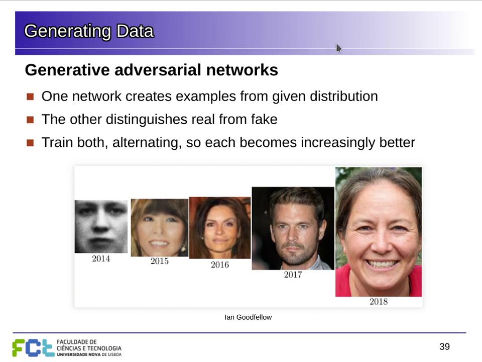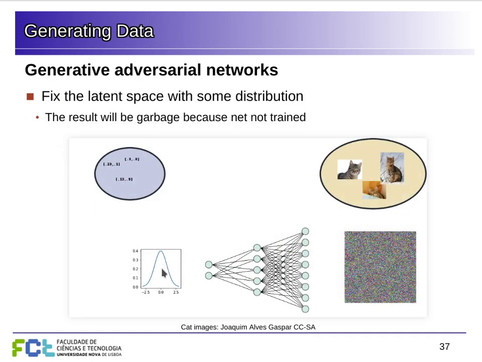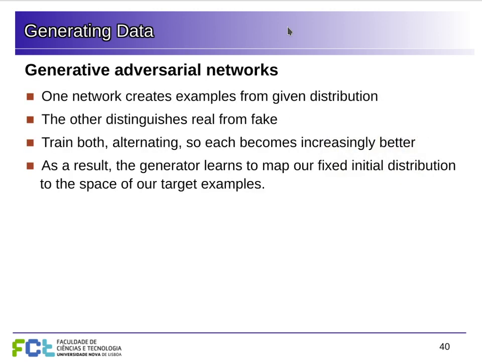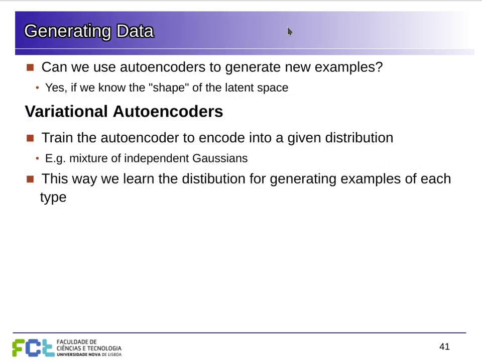So this is one way of generating data with these kinds of networks, by fixing the distribution of the latent representation and training the generator network to map from this distribution into something that is similar or similar enough to the target that it can fool a discriminator network. But we can do this with autoencoders. And one way of doing this is with variational autoencoders, where we train the autoencoder to encode into something that approximates a distribution that we want.